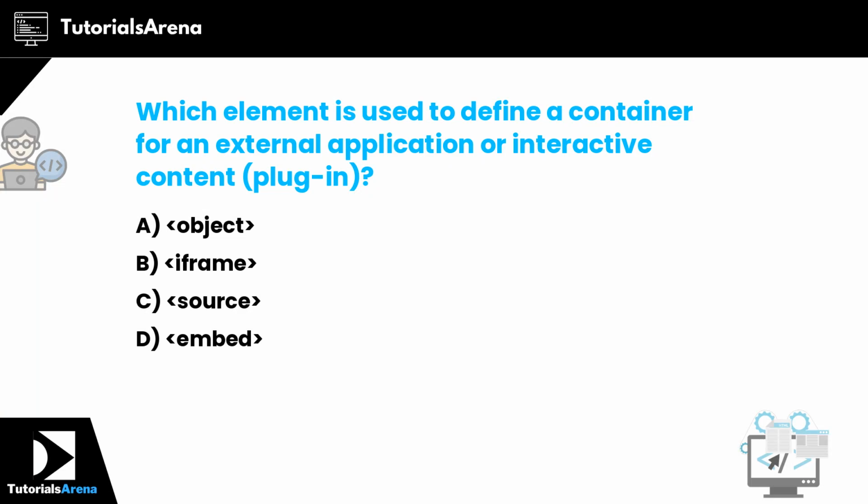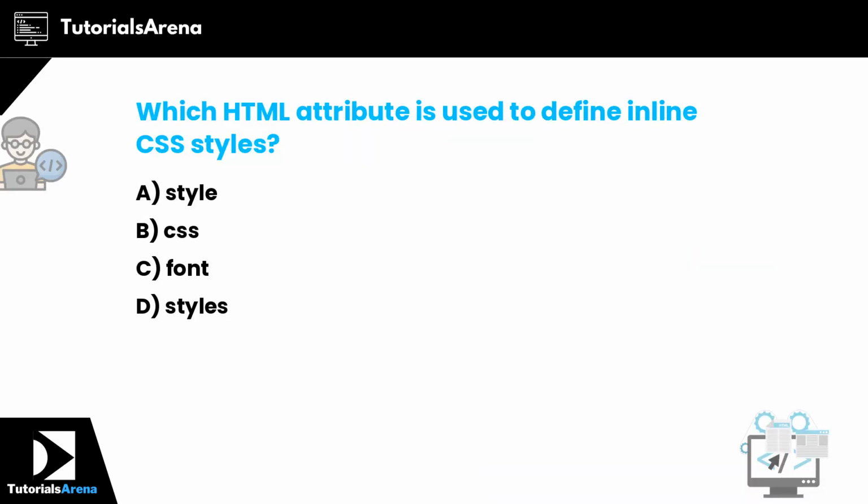Which element is used to define a container for an external application or interactive content plugin? The correct answer is option D, embed. Which HTML attribute is used to define inline CSS styles? The correct answer is option A, style.